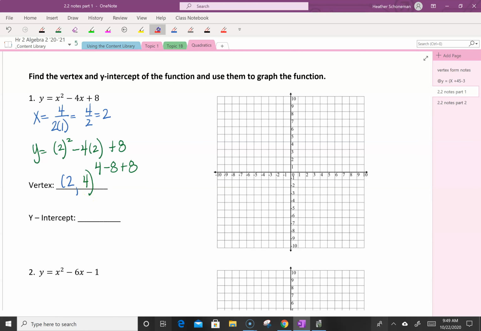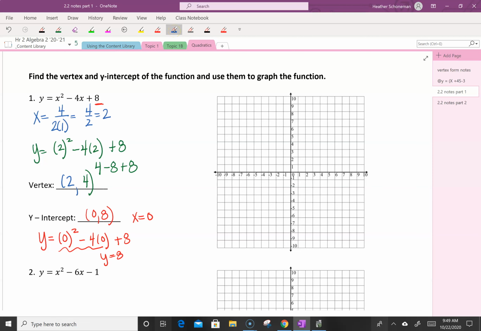The y-intercept, now I'm just going to write this out once. The y-intercept is when x equals 0. So I'm going to plug in 0 for x. So we have 0 squared minus 4 times 0 plus 8. Well, this part all over here is just zeros. So y equals 8. I could have gotten that right from the start, right? So our y-intercept is 0, 8.